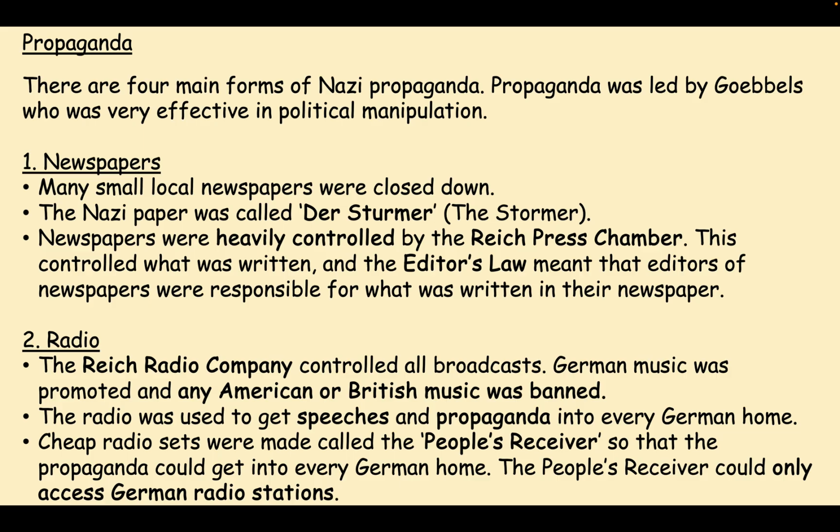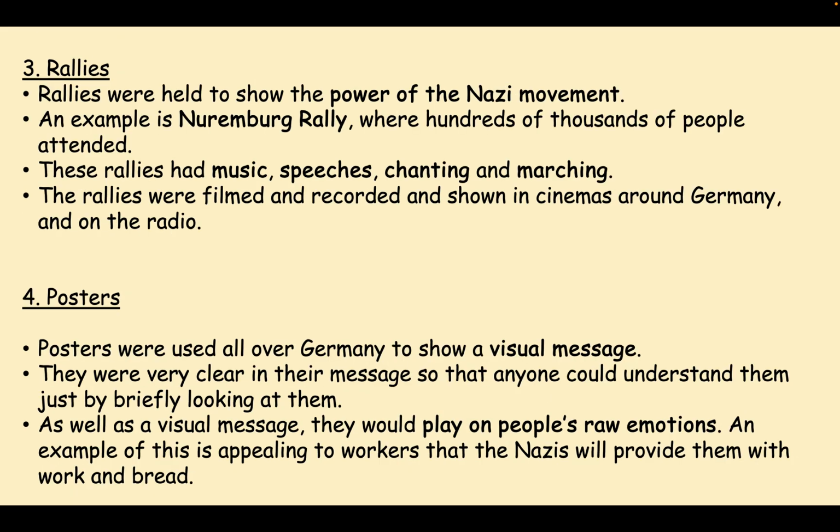So that brings us on to the Reich Radio Company. So the Reich Radio Company is set up by the Nazis, and it controls all of the broadcasts. Anything that is broadcast on the radio, the Reich Radio Company control it. So they promote German music. Any swing or jazz music from Britain or America was totally banned. They would play German music, Hitler's speeches, forms of propaganda disguised through dramas, in order to get the propaganda, the Nazi beliefs, through to people in their homes.